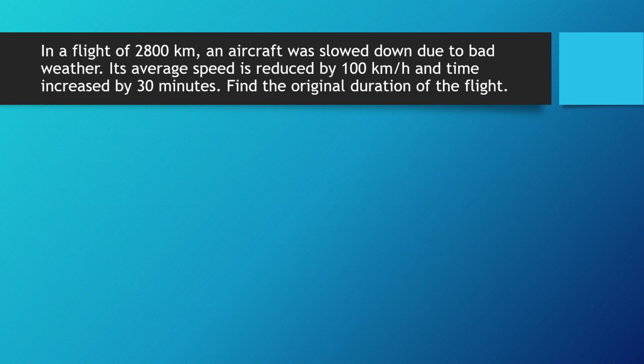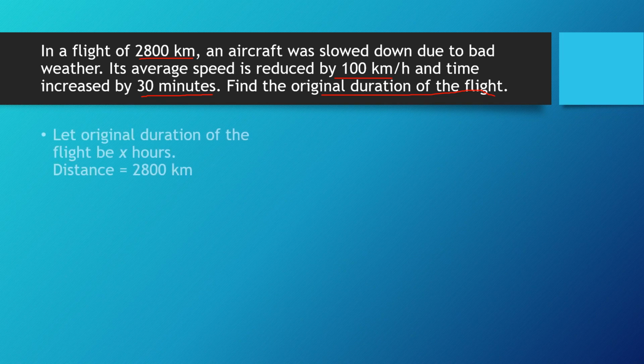Okay. Next sum. In a flight of 2800 kilometer journey, aircraft was slowed down due to bad weather. Its speed is reduced by 100 km per hour. So the time taken was increased by 30 minutes. So I want to find the original duration of the flight. The distance traveled was 2800 km. So in x hours, it has traveled 2800 km. So what is the initial speed? Some speed might be there, that is 2800 km divided by x. Now the speed has reduced by 100.